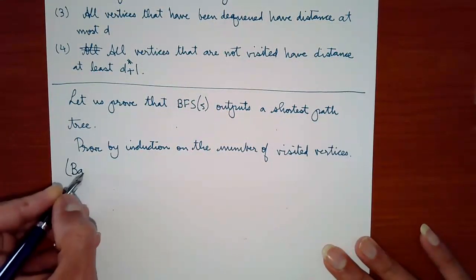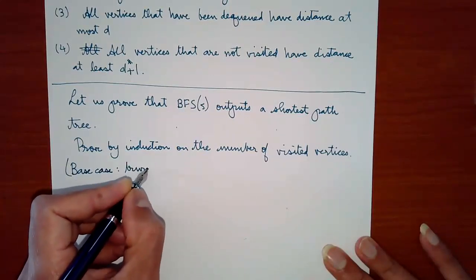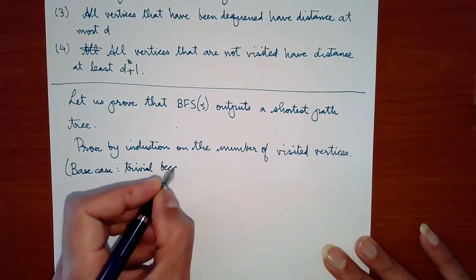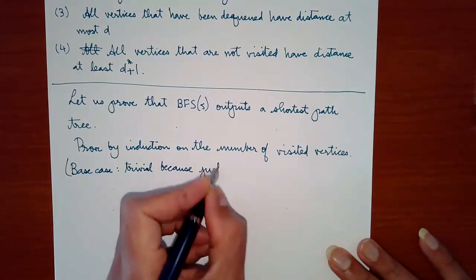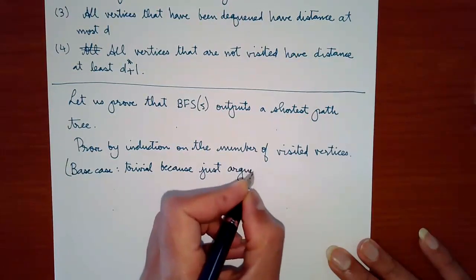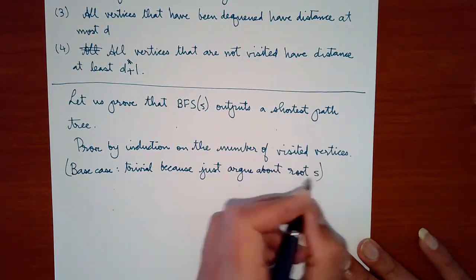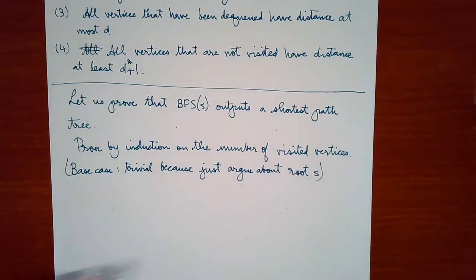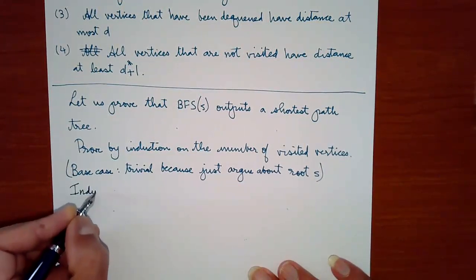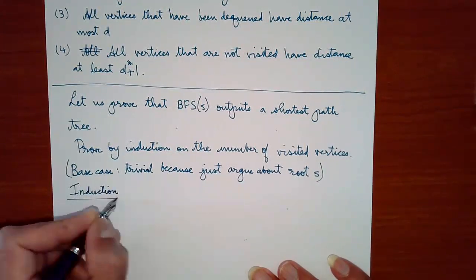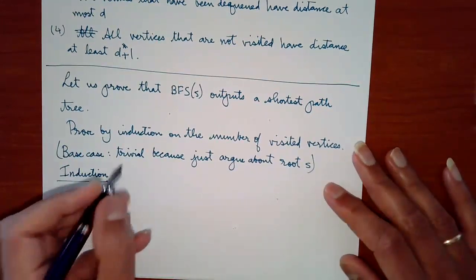And so the base case is trivial, because you just argue about S. You just argue about the root. The distance of S to itself is 0, and that's it. And S is already visited at the beginning. So the induction, I'm not writing this out in full formalism, but essentially you'll see the argument.